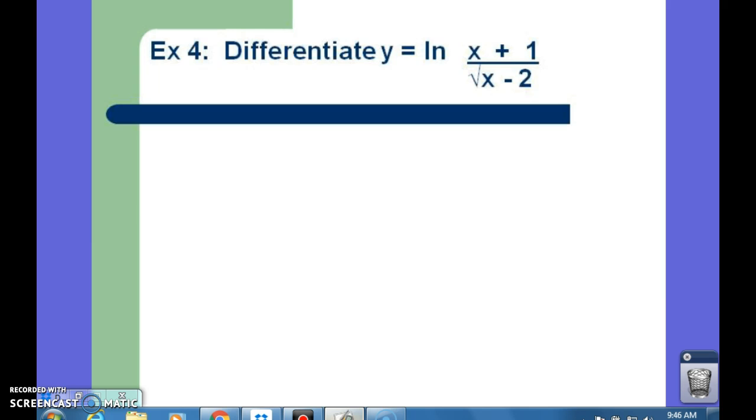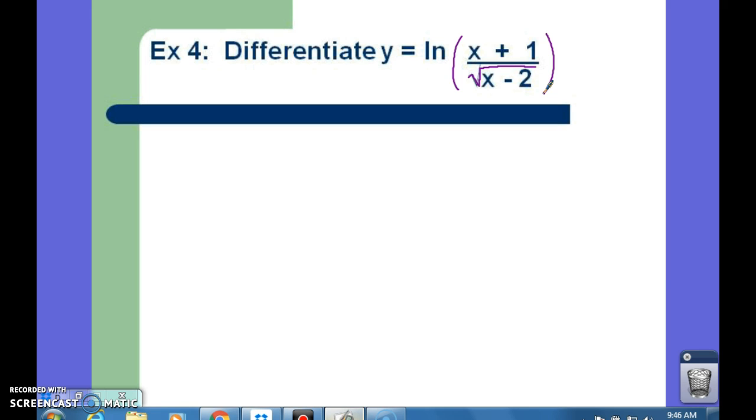Okay? So here, I treated the entire denominator to be in the square root. I don't know if the notes show it better. So now I have a quotient rule, but this is all inside the natural log, right? So it's the natural log of x plus 1 over the square root of x minus 2. So this is where those natural log rules come into play.